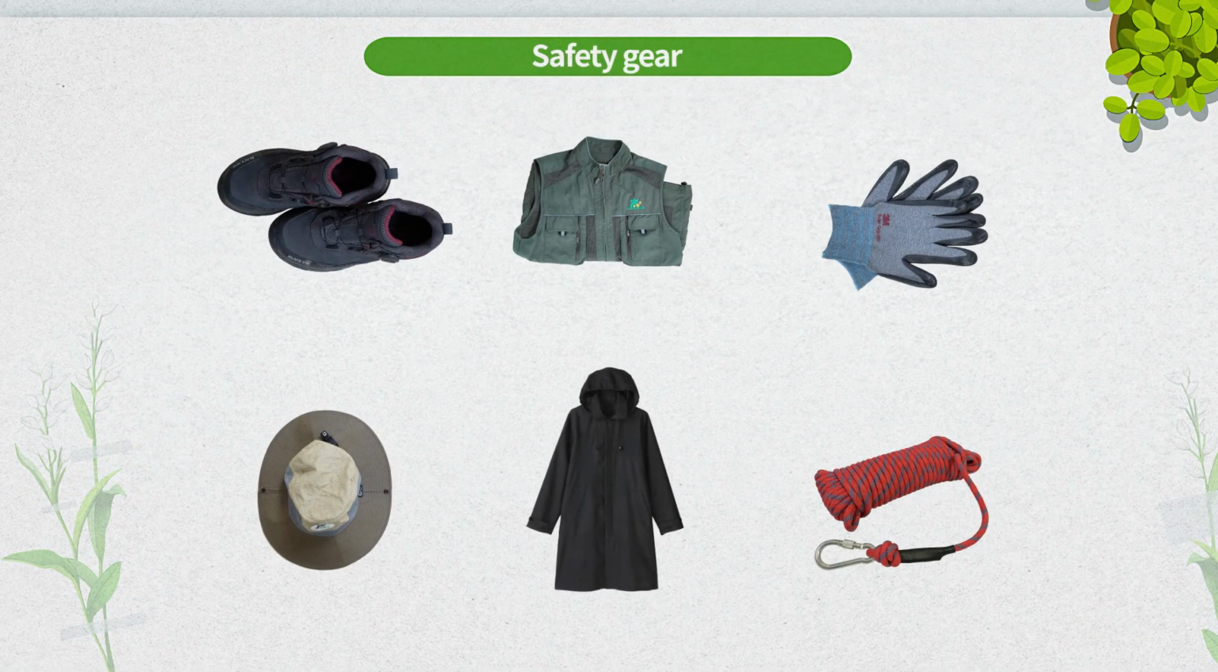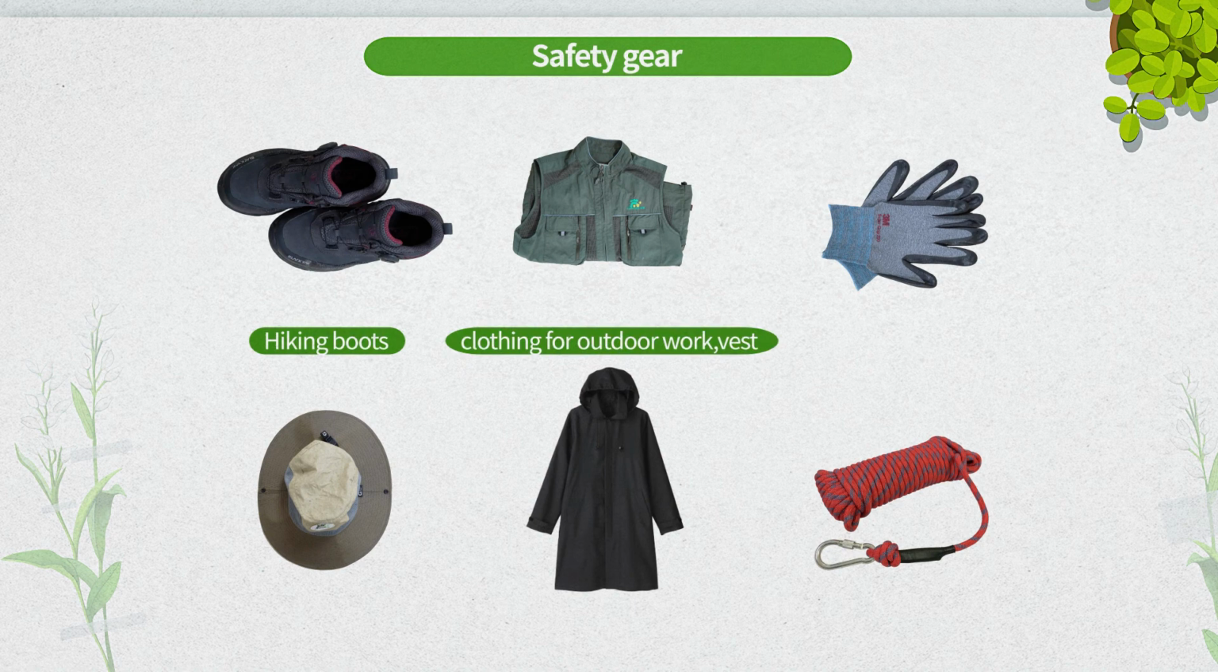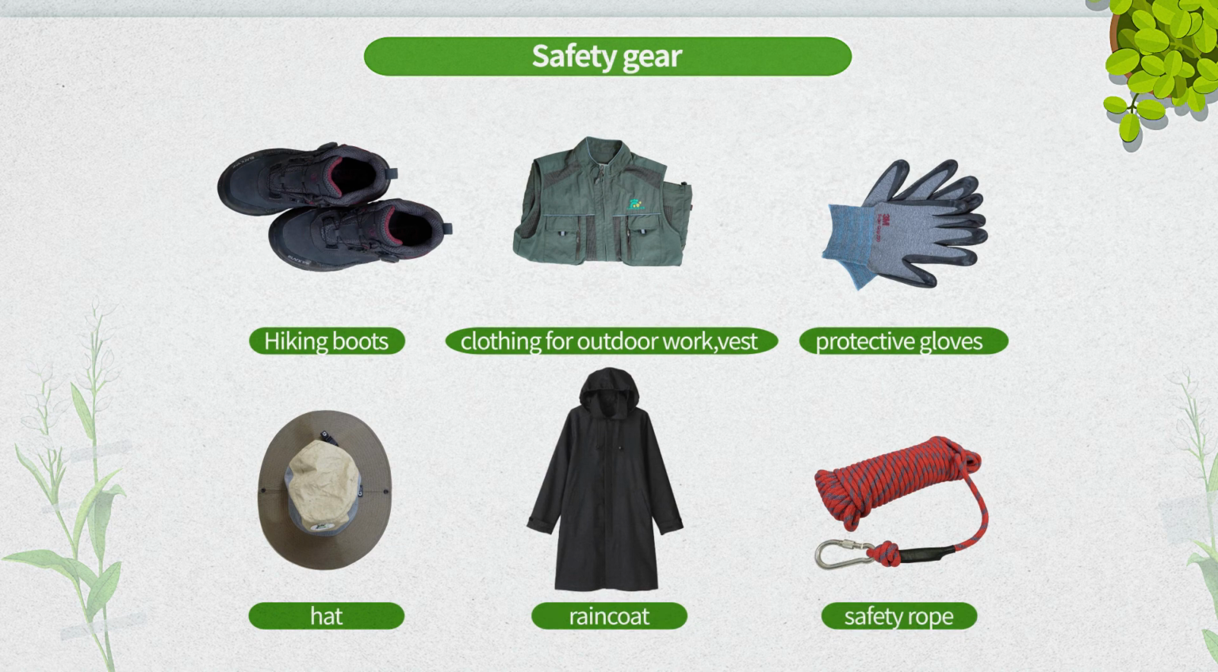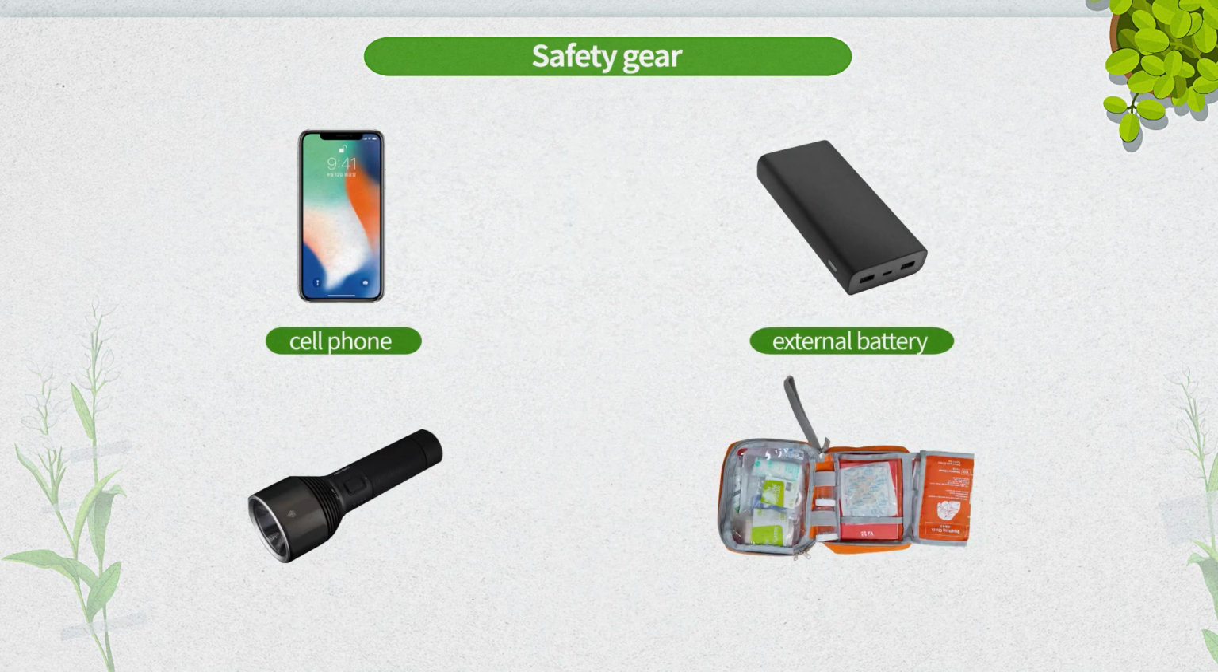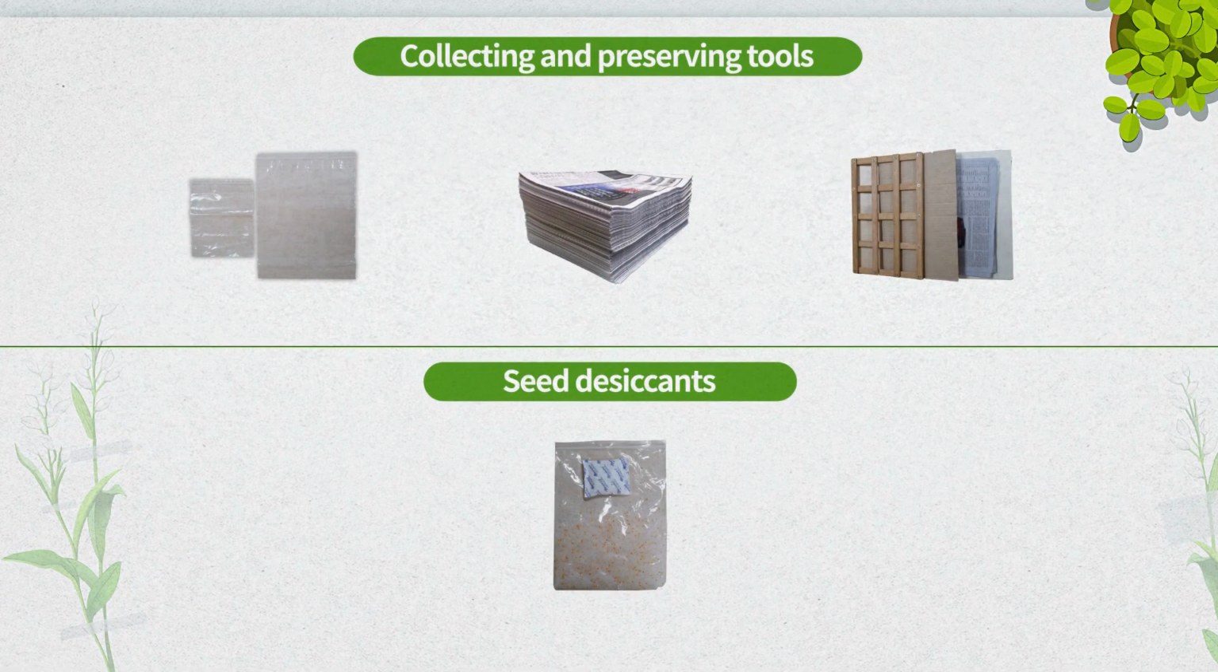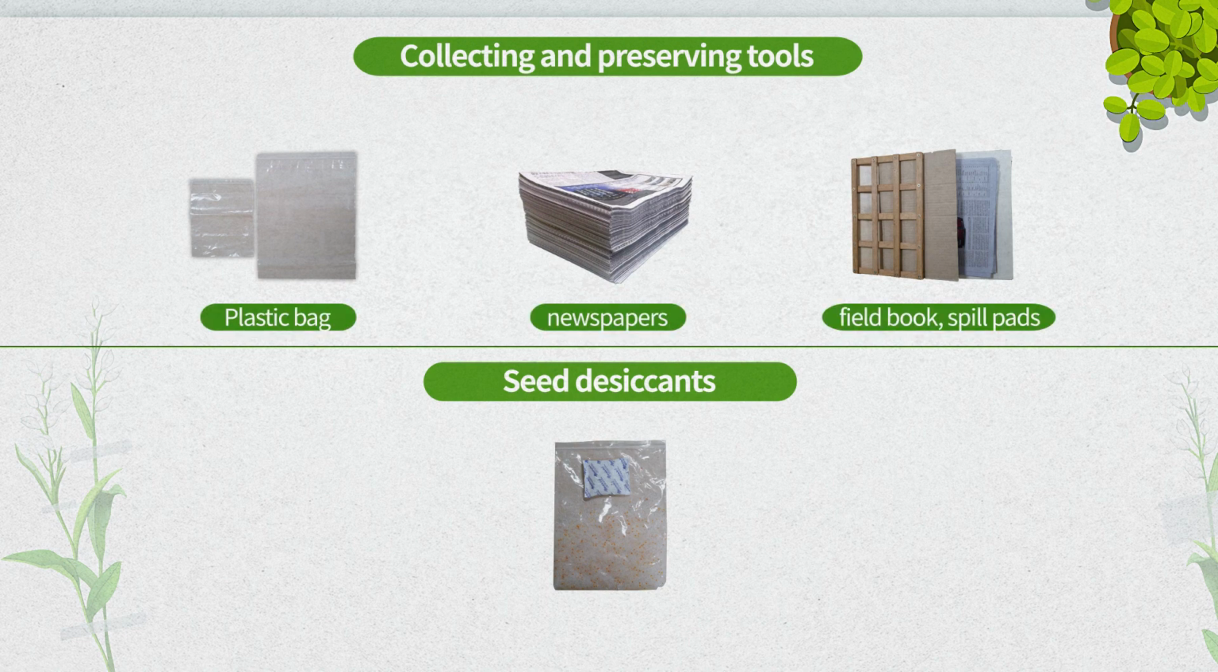Safety gear such as hiking boots, clothing for outdoor work, vest, protective gloves, hat, raincoat, safety rope, external battery for cell phone, lantern, and first aid supplies are necessary. Collecting and preserving tools for samples such as plastic bags, newspapers, field notebook, and spill pads are needed. Seed desiccants like silica gel are required.